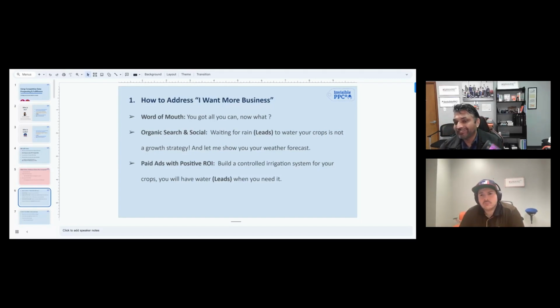The other two ways are organic search and social. The best way I think it's described, the first time I heard it described this way was probably from Ryan Dias. I don't know if he picked it up from somebody. There are no original thoughts in marketing. Someone grabbed it from somebody else. But I really like this easy way to explain it: organic and social is like waiting for the rain. You've got a field of crops and you want to water it, and you wait for the rain. If rain happens at the right time, great. But that's not a growth strategy.